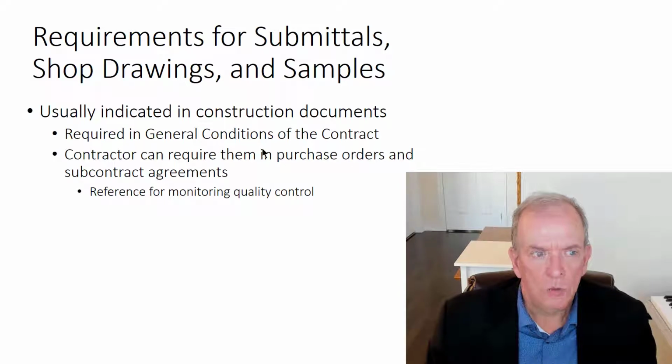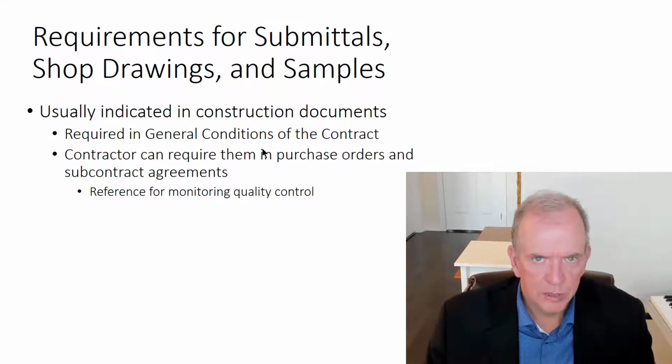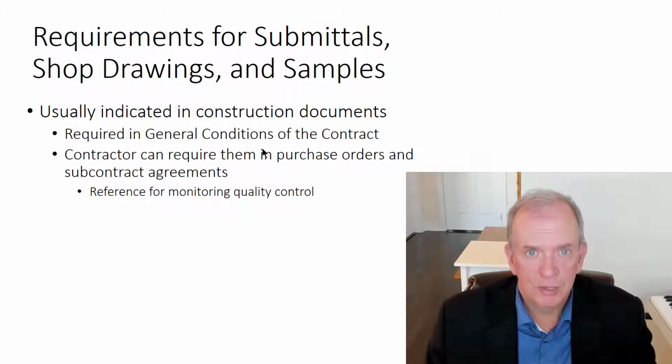So usually the requirements for submittals are going to be listed in your construction documents and your specifications, required in the general conditions of the contract. And you can require them in purchase orders and subcontract agreements. So when you're working with a supplier, you make sure that they're going to provide you with the necessary documents that you need to have reviewed by the consultants, so that you can go ahead and order it with some assurance that this is the correct process.